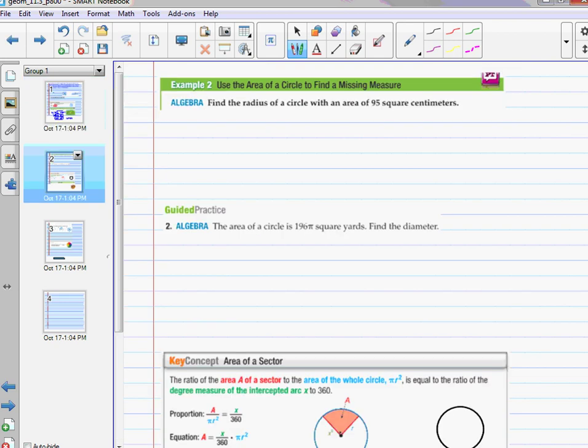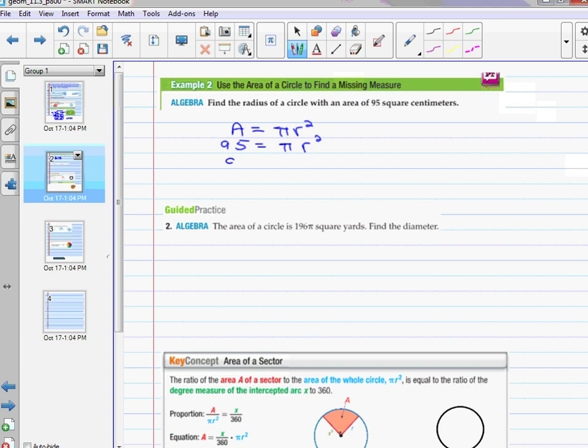Find the radius of a circle that happens to have an area of 95 square centimeters. Okay, well here's our formula. Area equals what? Pi r squared. So they want us to figure out what the radius is, and they told us the area was 95, so our 95 goes right over here. I'm trying to solve for the r, the radius. What do I do first?